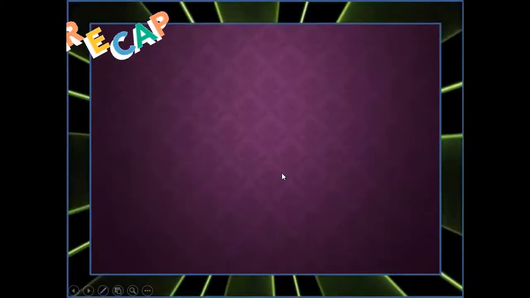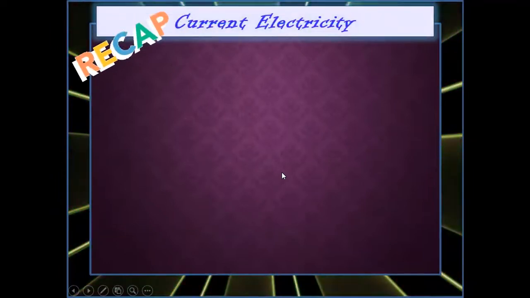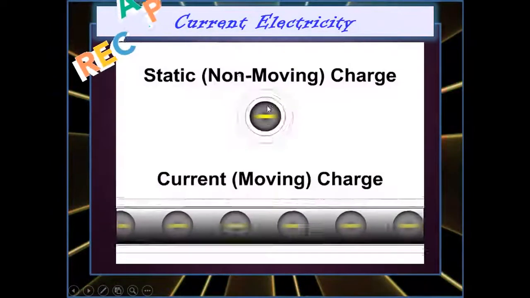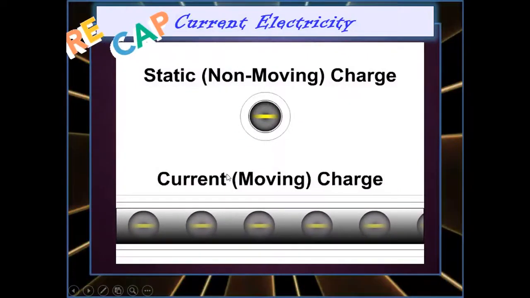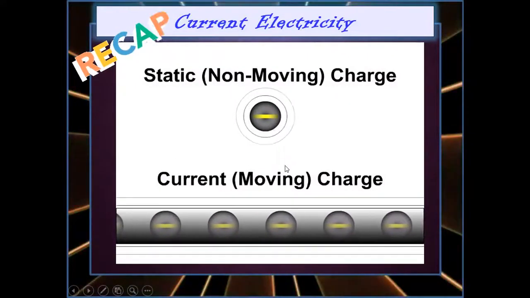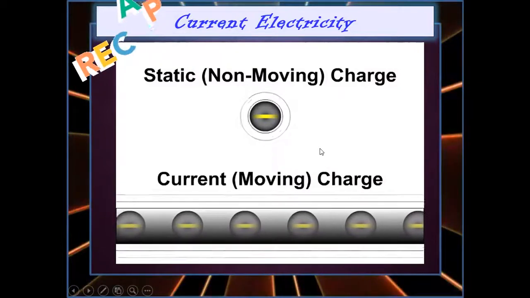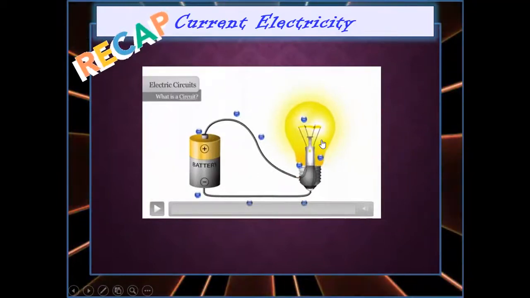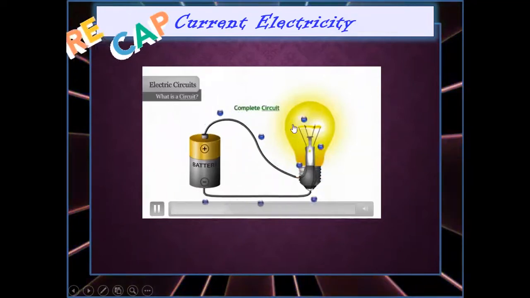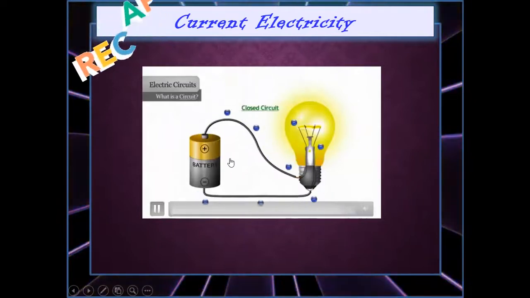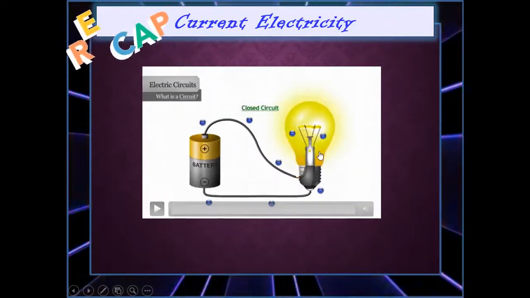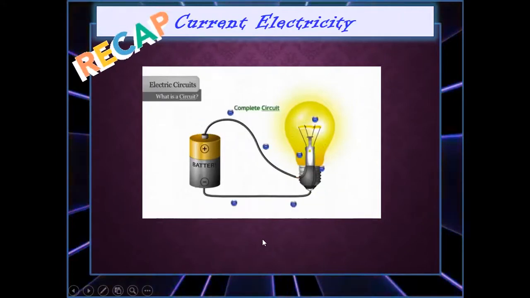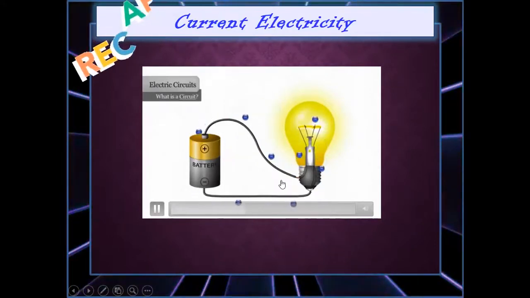Now we come to current electricity. Students, static means not moving charge, and current means we are talking about moving charge. An electric circuit is a pathway along which charged particles can flow. The cell is the source of energy which pushes the charge in the circuit. It is connected with the bulb by wires made of metals. These wires let charge pass along them.